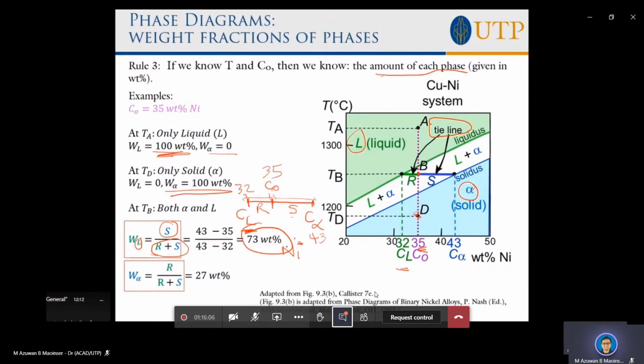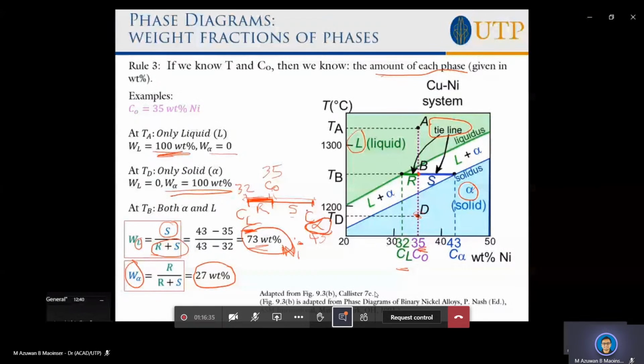Must write that, yeah, nickel. Same thing for solid. If I know this is 73%, I already instantly know this is 27%. But I can calculate using the tie line again, right? Now, because I want to find the amount of solid on the right side, I have to take the distance on the opposite side. This distance now is 35 minus 32 divided by the total length.